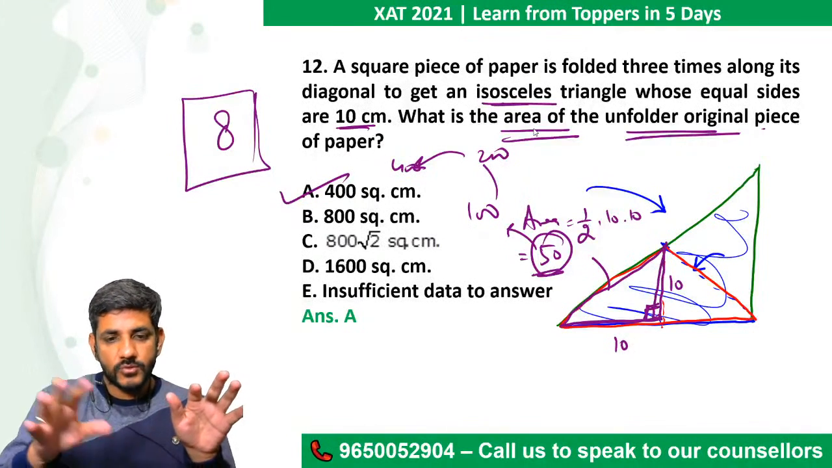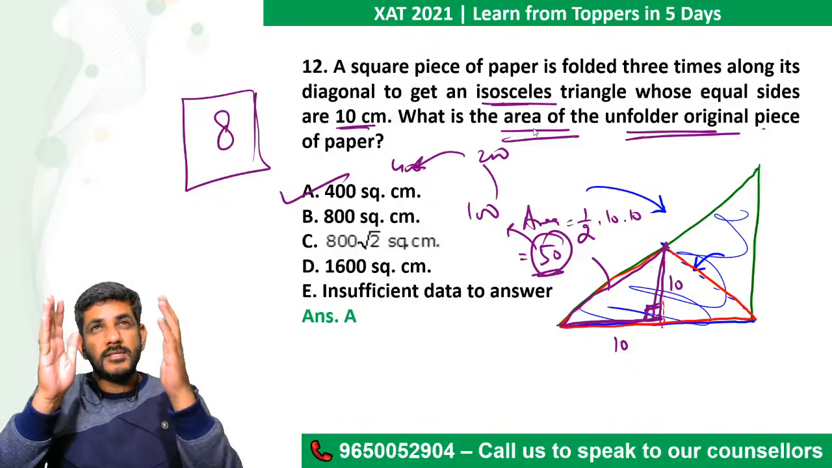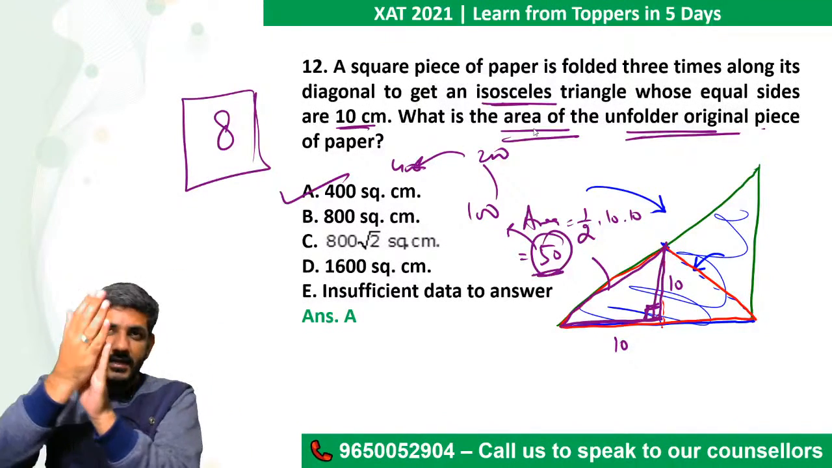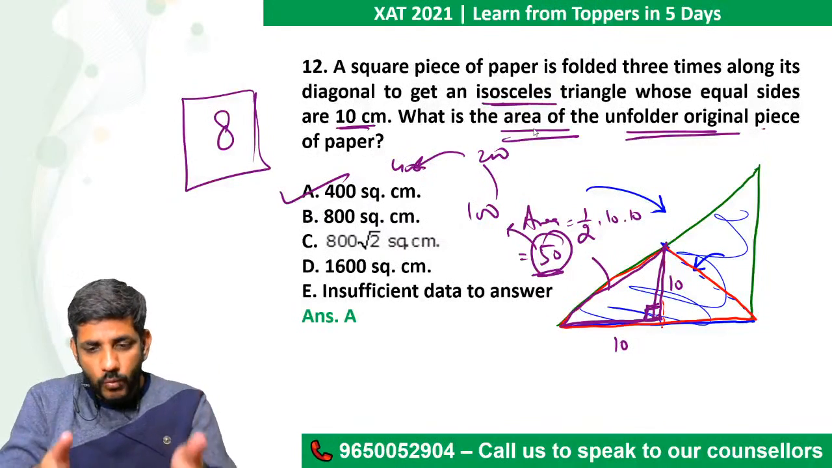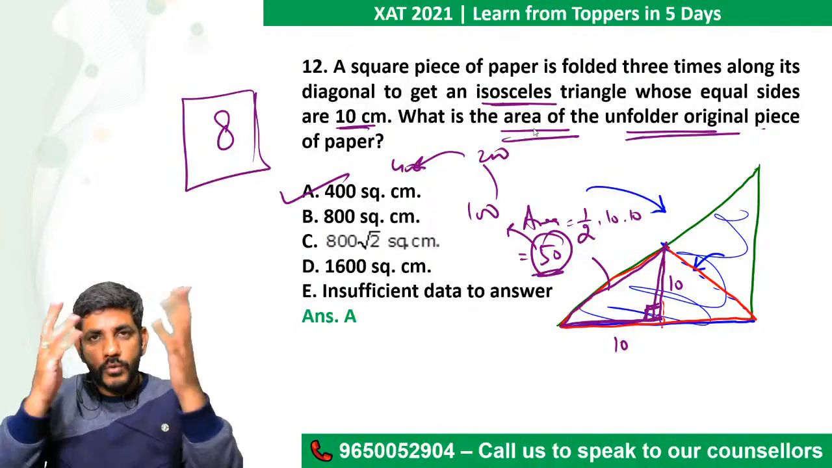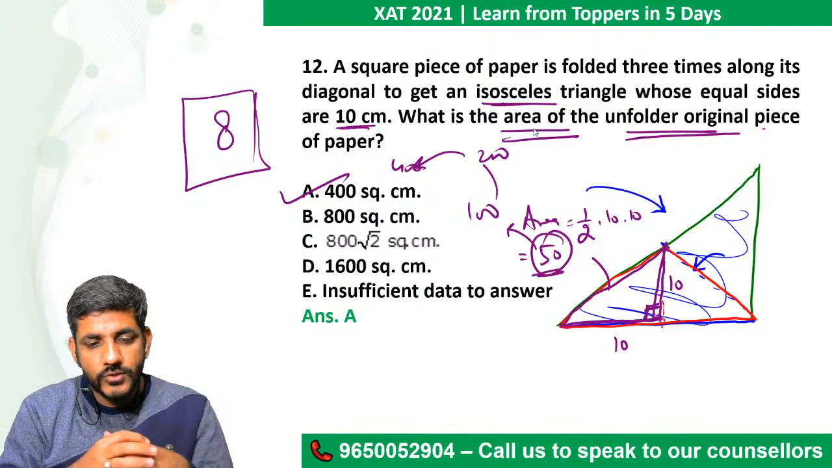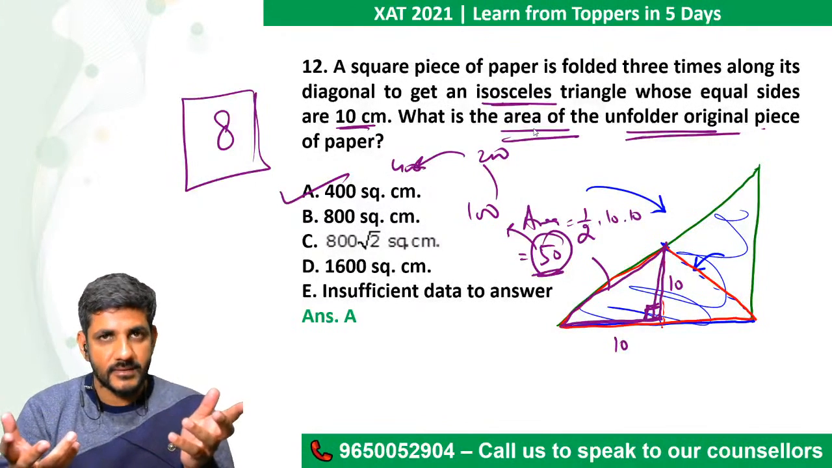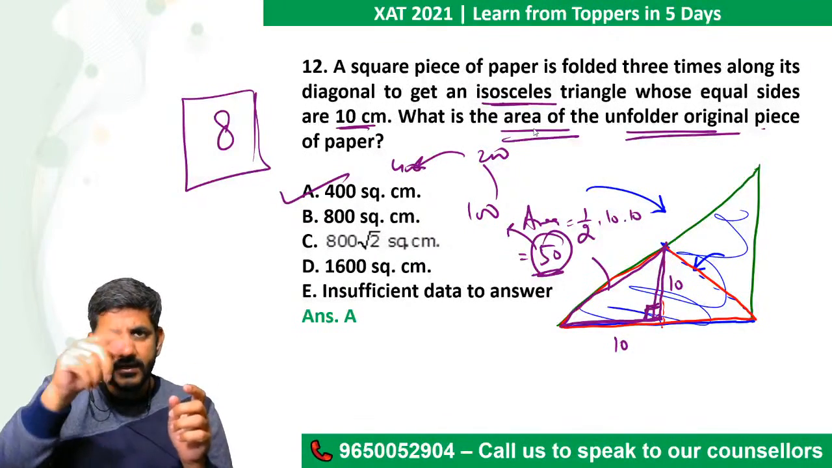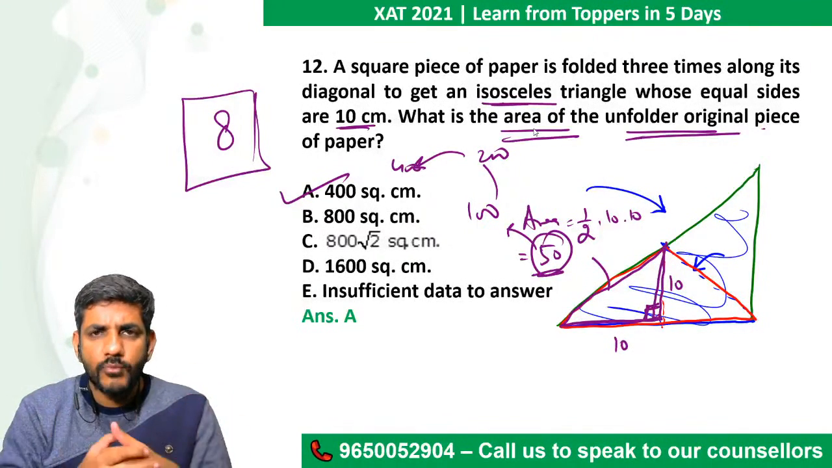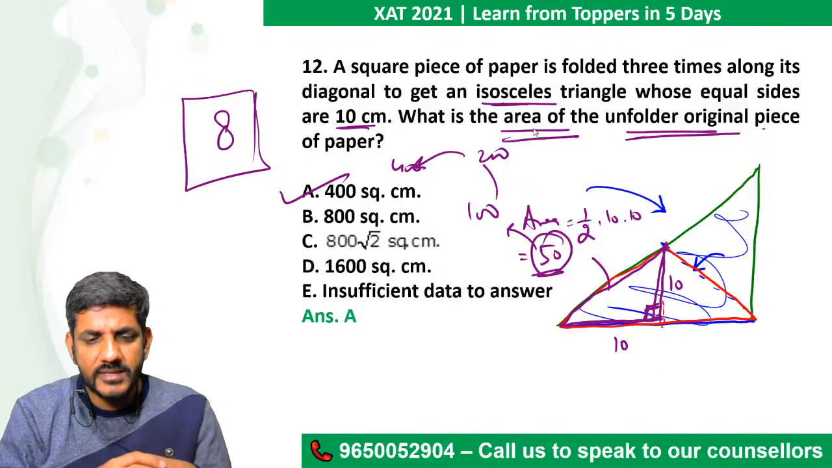The moment it says a square piece of paper is folded 3 times along the diagonal, it should come to your mind, there is a square piece, it is folded like this, then it will be folded like this, then it will be folded like this. So what is left? I think whatever I made on the screen, you can do it in your mind. And trust me, when I did this question before, I did not even write anything. Because I knew कि half हो रहा है, फिर half हो रहा है, फिर half हो रहा है, and then I am getting a right angle triangle. So what is the point of writing? Area is 50, 50 का double, that is 400, that becomes the answer.